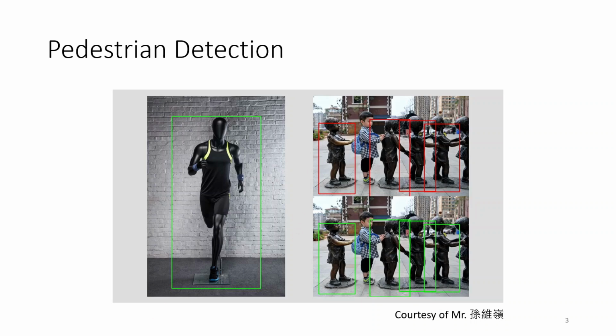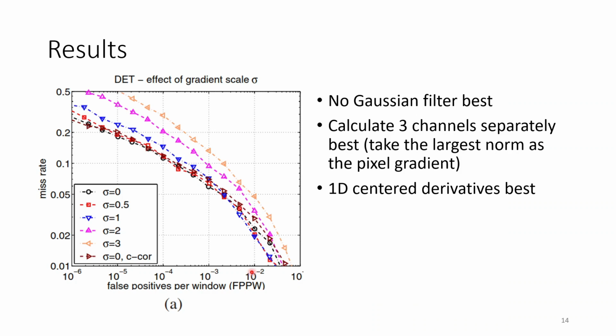Okay. So here, when they adjust the threshold, they will get the curve. So which curve is the best? See which curve is close to the origin; it is the best. It means when there is the same false positive rate, there will be fewer false negatives. So comparing the six curves, they found the best one is this one, the one without using a Gaussian filter.